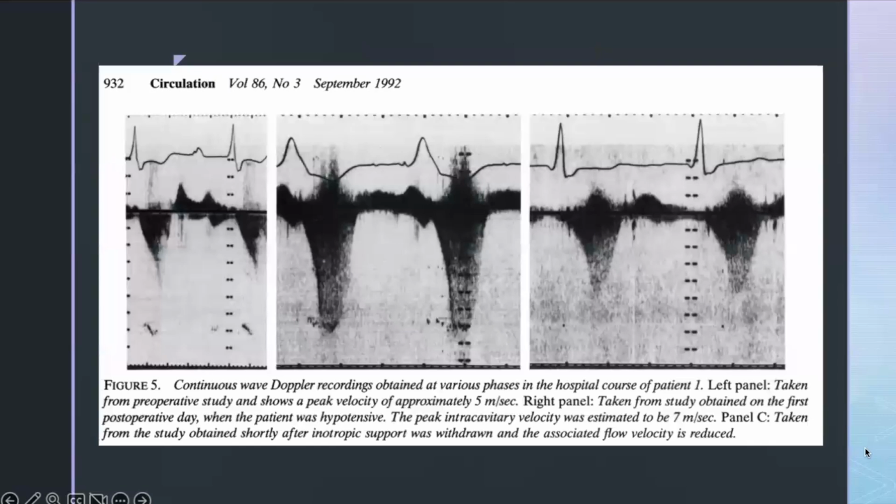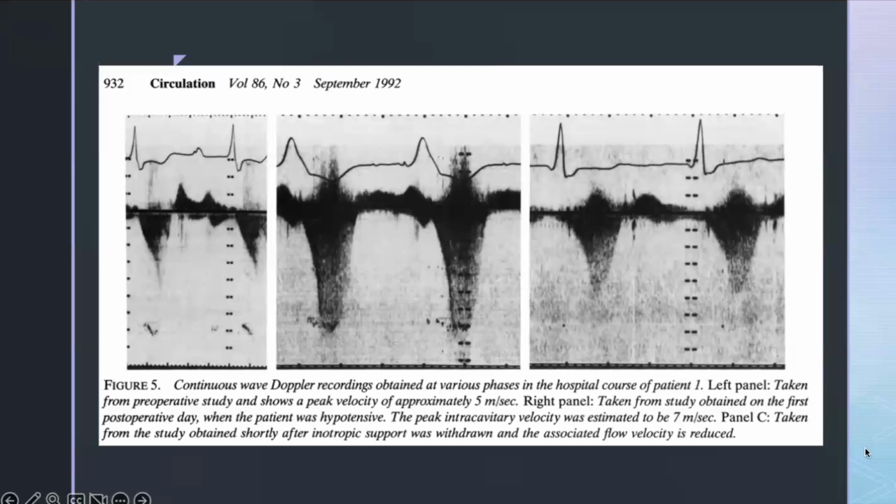So when you look at this, now remember this was done in the 1990s, so this is all we had. So you have continuous wave Doppler at various phases of the hospital course. Left is taken preoperatively. The middle one is taken the first day postoperatively when the patient was hypotensive. And then C is taken shortly after inotropic support was withdrawn.